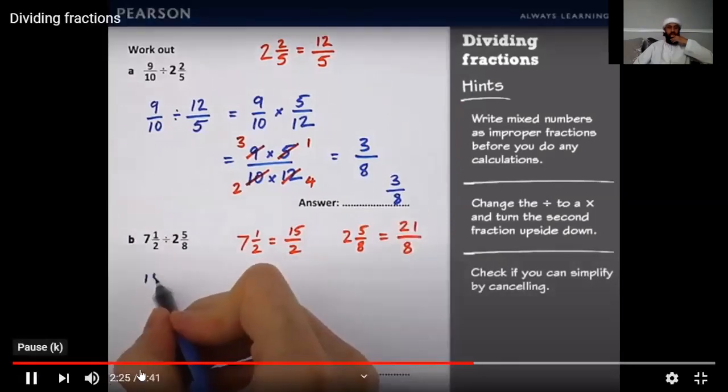Now, what would we do? So we've got the improper fraction 15/2, and we've got the improper fraction of 2 5/8, which is 21/8. Now we're going to rewrite it out, but the final fraction, we are going to inverse, turn it upside down, and change the division symbol to a multiplication.